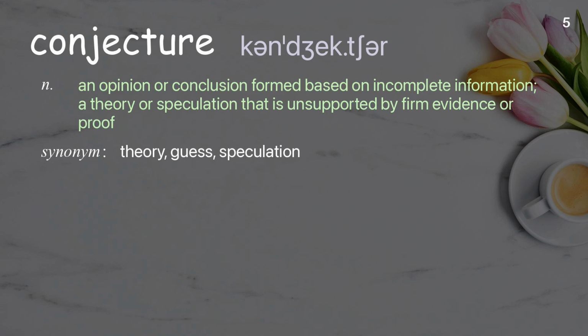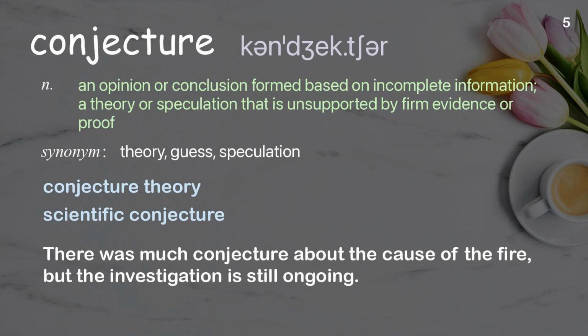Conjecture. An opinion or conclusion formed based on incomplete information, a theory or speculation that is unsupported by firm evidence or proof. Examples: Conjecture theory. Scientific conjecture. There was much conjecture about the cause of the fire, but the investigation is still ongoing.